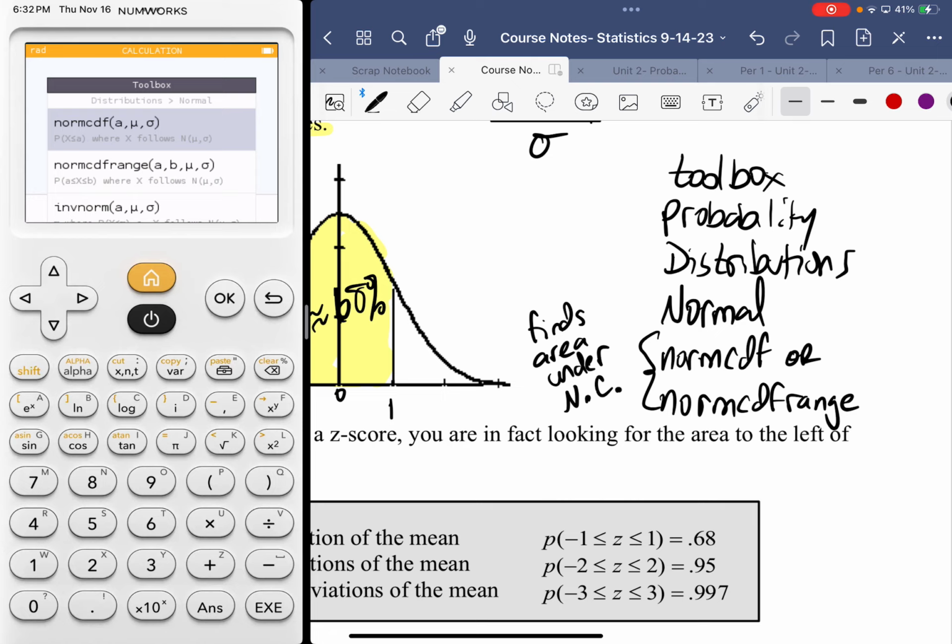So I'll make a little note. Area to the left of "A", and this one is the area between A and B. All right. So area to the left of whatever you're putting in for A, and the area between whatever the A and B values are. All right. Now the inverse norm, we'll get to that in a little bit. Baby steps here. But that goes the other way. If you know the area, it'll tell you a particular z-score.